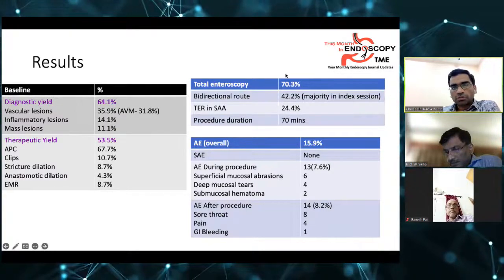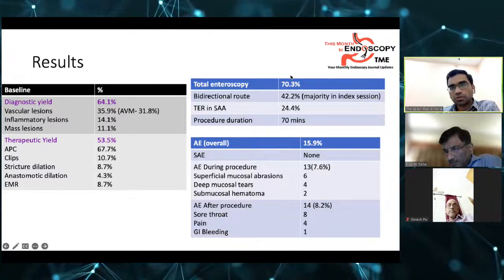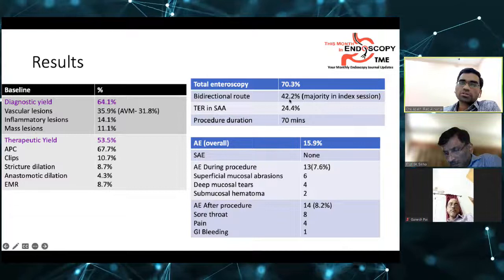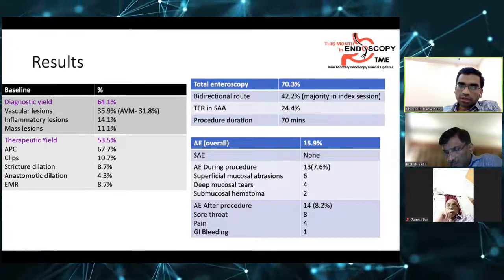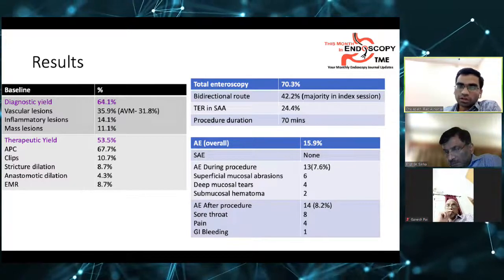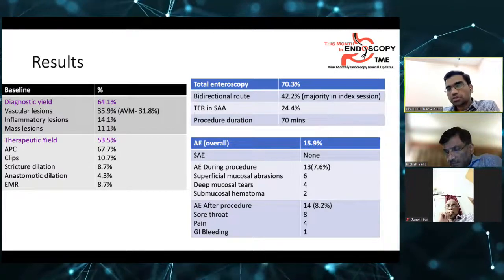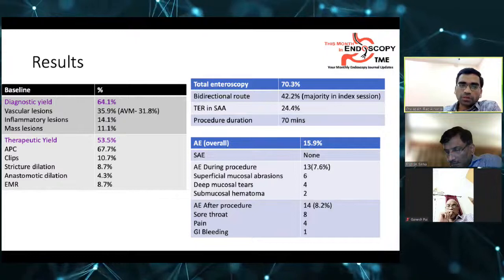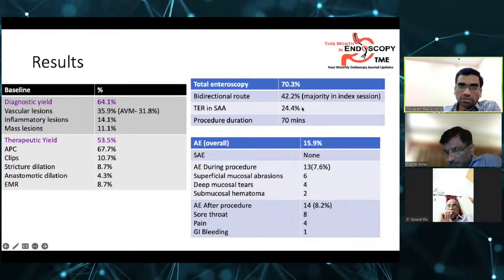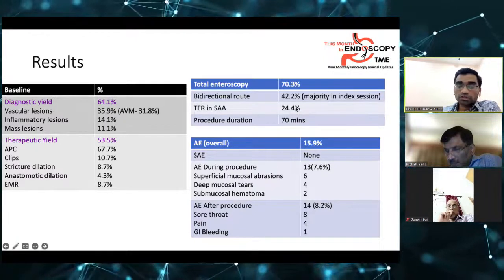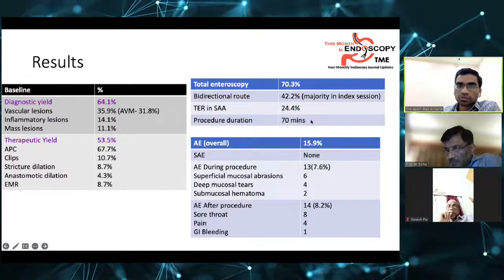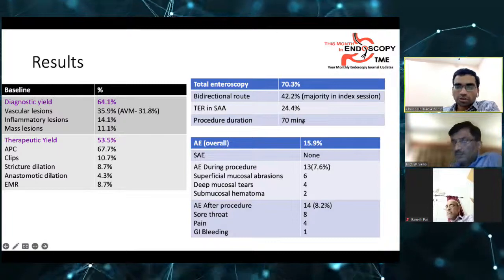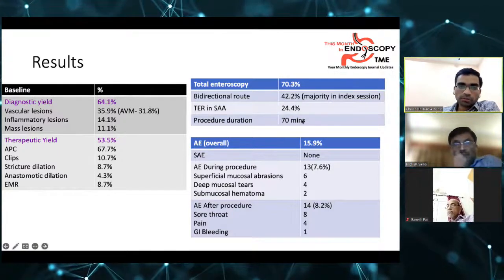More importantly, total enteroscopy was achieved in more than 70% of patients, out of which in 42% of patients, bidirectional routes, that is both antegrade and retrograde routes, were needed. And the majority of these two procedures, antegrade and retrograde, were done in the same index session. And total enteroscopy, even in surgically altered anatomy patients, was achieved in up to 24.4% of patients. To achieve this total enteroscopy, the authors took up to 70 minutes.